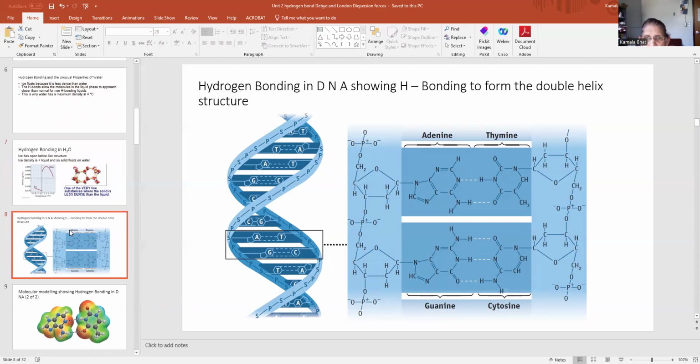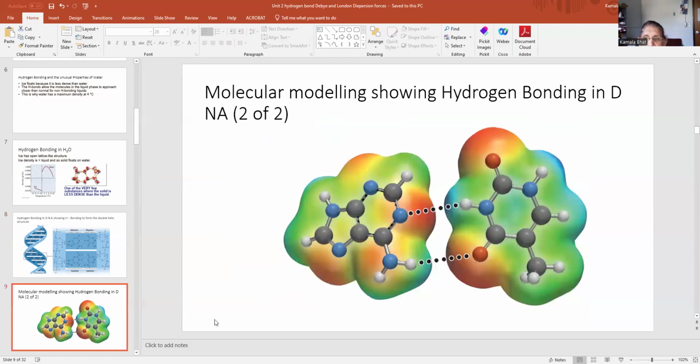Hydrogen bonding in DNA helps to form the double helix structure. As you can see, the bonding is between nitrogen, hydrogen, oxygen, hydrogen, and it is repeated in the various amines or bases that are there. And you can see in the picture how the base is expanded to show the repeated molecules and bonds that are there. And this is a molecular model showing hydrogen bonds in 2D for the DNA molecule.